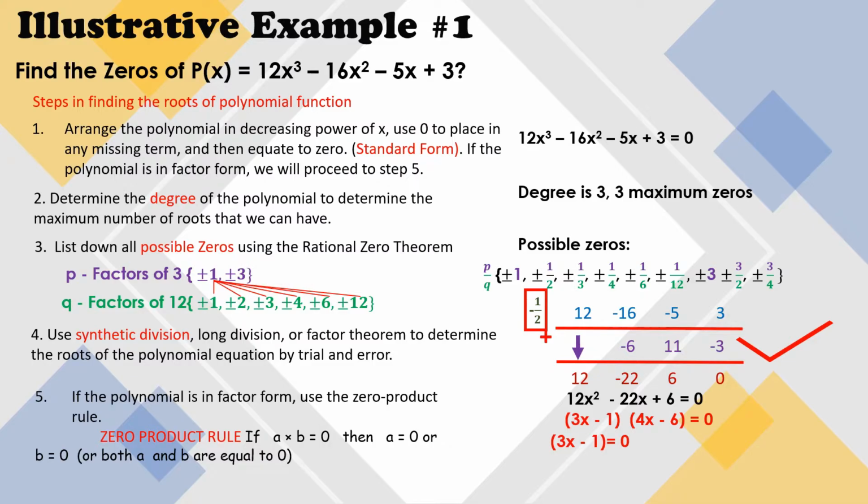So we equate 3x minus 1 to 0. Then we solve for x, and we will have x is equal to 1/3. Then the other factor, 4x minus 6, is equal to 0. We solve for x, and we will have x is equal to 3/2. So all we have to do now is to combine all the zeros, which are negative 1/2, 1/3, and 3/2.